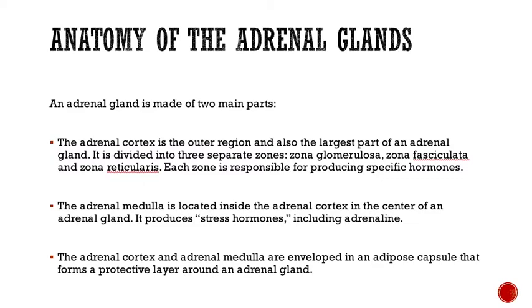So, the anatomy of adrenal glands. An adrenal gland is made of two main parts. The adrenal cortex is the outer region and also the largest part of an adrenal gland. It is divided into three separate zones, that is, zona glomerulosa, zona fasciculata, and zona reticularis. Each zone is responsible for producing specific hormones. The adrenal medulla is located inside the adrenal cortex in the center of an adrenal gland. It produces stress hormones, including adrenaline. The adrenal cortex and adrenal medulla are enveloped in an adipose capsule that forms a protective layer around an adrenal gland.